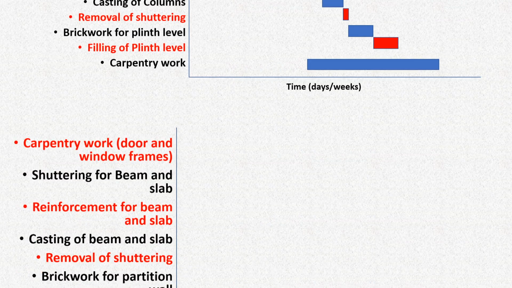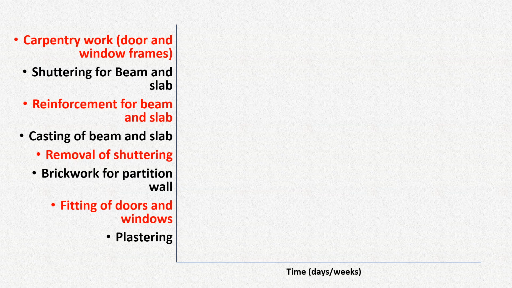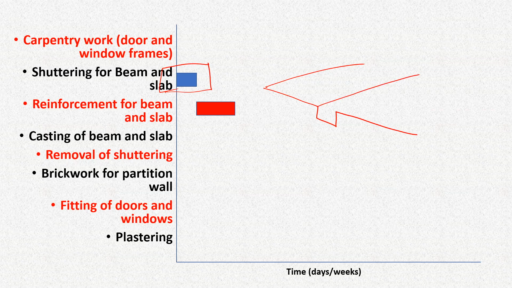After that, we'll go for shuttering for beams and slabs. It should take some time, maybe a week. After that, reinforcement for beam and slabs will be prepared. Now, in this case, reinforcement for beam and slabs will not be prepared until we have the shuttering in place. That means we'll have this kind of shuttering boards placed with proper format, with room for the beams as well.